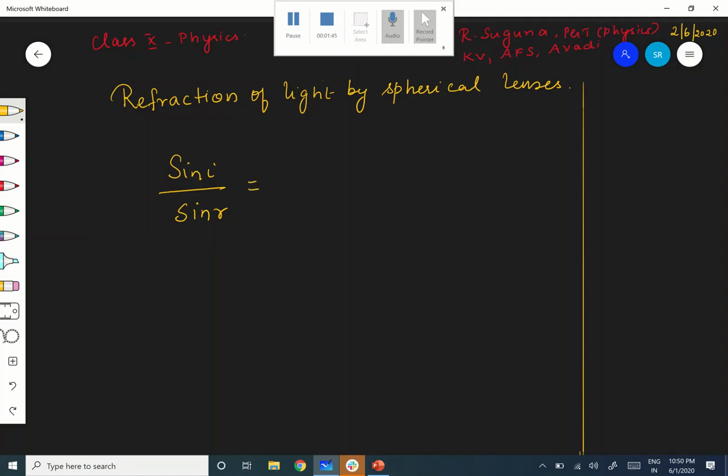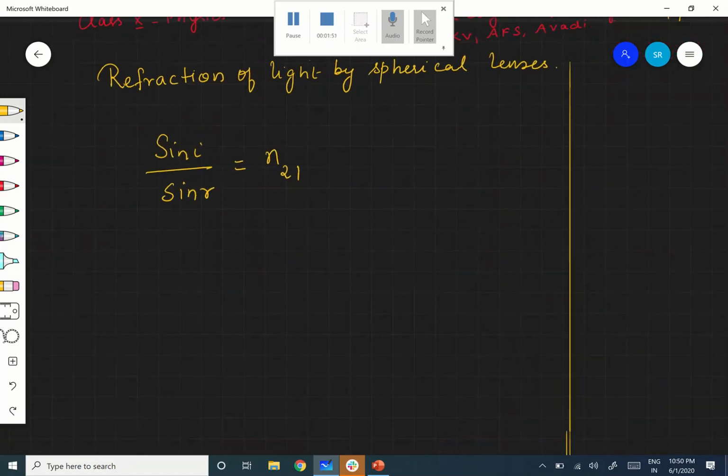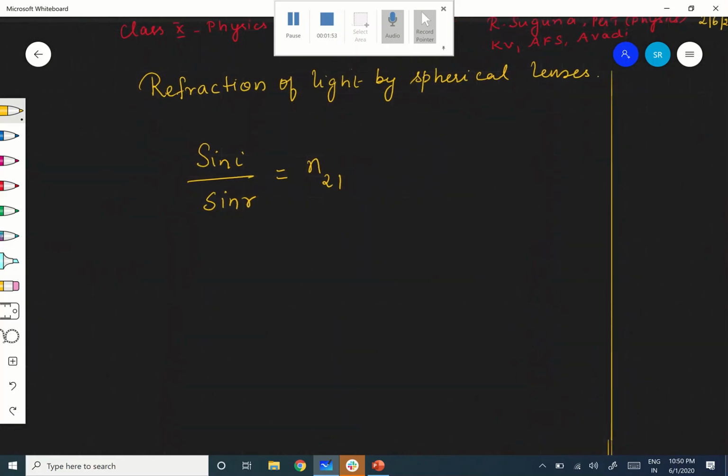That is nothing but n21, the refractive index of the second medium with respect to the first medium. That is nothing but the absolute refractive index of the second medium divided by the absolute refractive index of the first medium. I want to represent the same with respect to velocity: the velocity of light in the first medium divided by the velocity of light in the second medium. Therefore, this is named Snell's law.